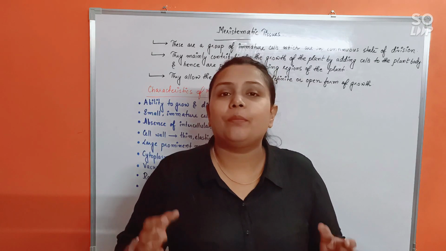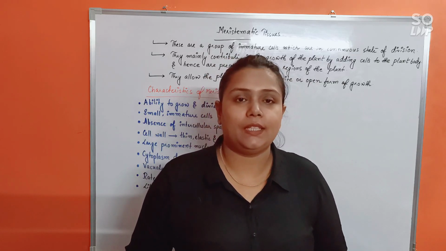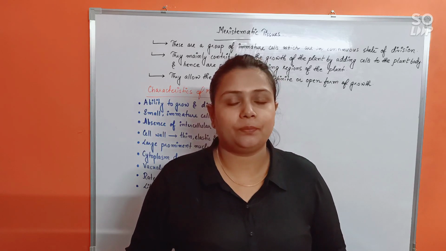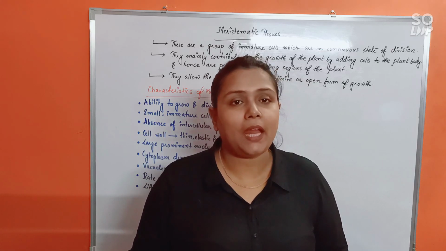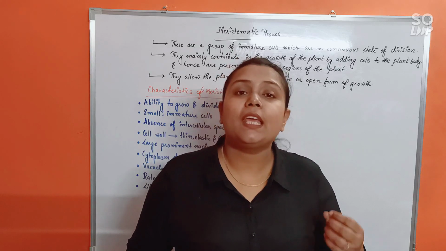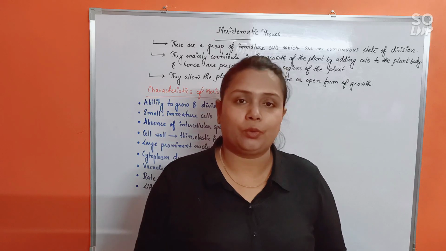Okay, see, meristems are mainly certain small and immature cells found in the plant body which are in a continuous state of division. That means they will continuously divide and add cells to the plant body, allowing the plant to have unlimited growth, okay, indefinite growth, which we can also call the open form of growth.